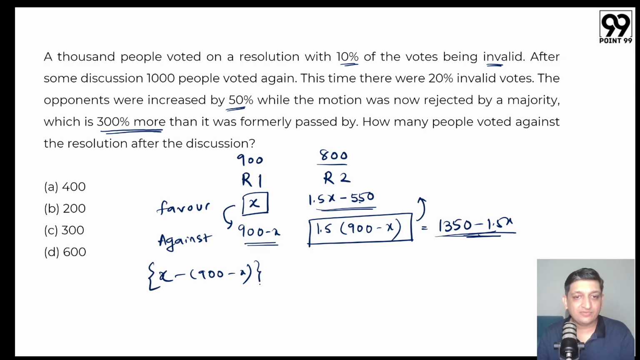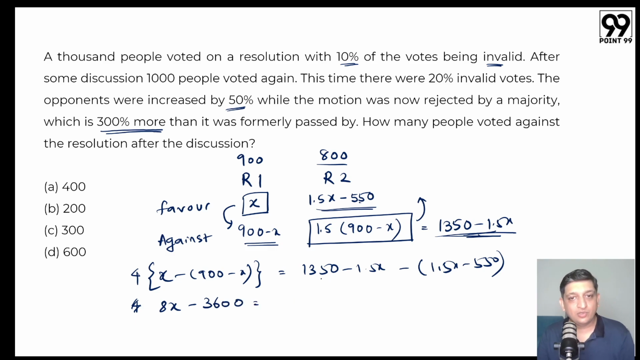Now 4 times of this, because 4 times the old margin is the new margin. What is the new margin here? Now against people have 1.5 times, so 1350 minus 1.5x minus 1.5x minus 150. This is what I need to figure out. So I am going to get 4 times x minus 900 minus of minus x. So 4 into 2x, that is going to give us 8x minus 4 into 900, that is 3600, will be equal to 1350 minus of minus 550, which is 1350 plus 550, which is going to give us 1900.